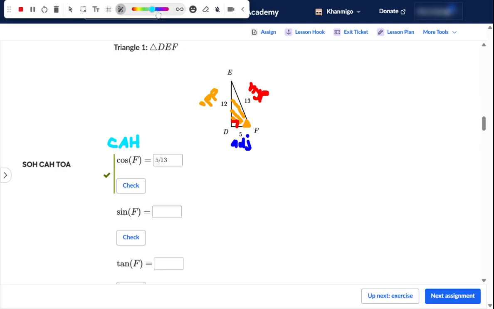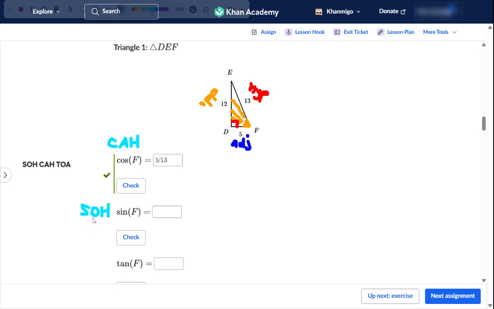Now for sine, this is SOH in SOHCAHTOA, so it's opposite divided by hypotenuse. We reference our figure. Where's the light shining? The opposite is 12, divided by the hypotenuse again, 13. Hooray! And then our last one, tangent, which is TOA. The tangent of F is the side opposite, which is 12, divided by the side that's adjacent, 5. Opposite over adjacent. And we got it right.